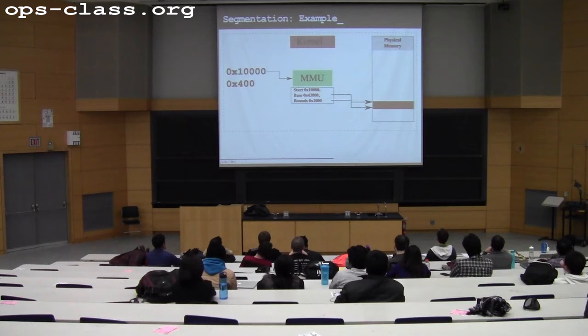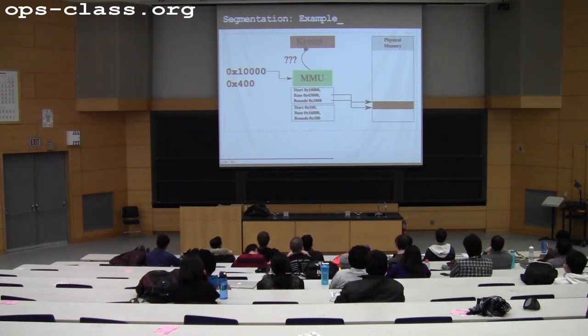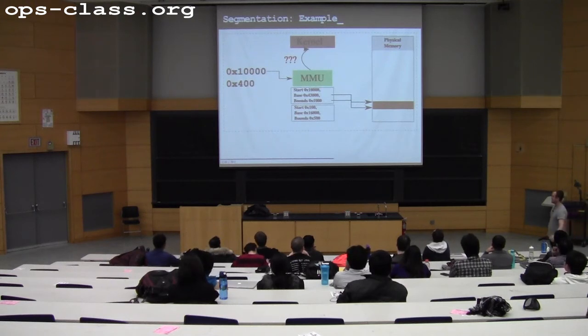What about this address? Does the MMU know where this address is? No, because it's not inside the segment that I've defined. This segment is from 0x10,000 to 0x11,000, so this is outside there. The kernel might say, oh, by the way, for some reason, this is dumb because this is a pretty small address to translate, but I've also allocated a segment for this process that starts at 0x100 and has bounds 0x500. And the base address for this is 0x16,000 in physical memory.